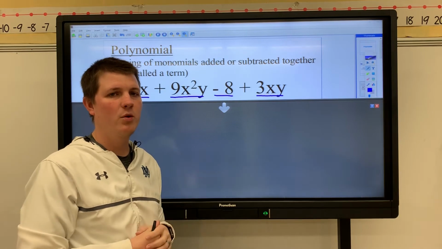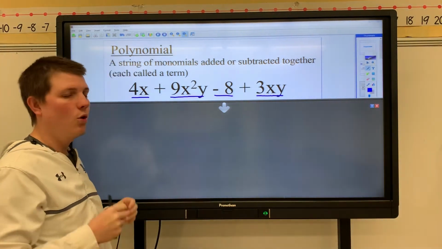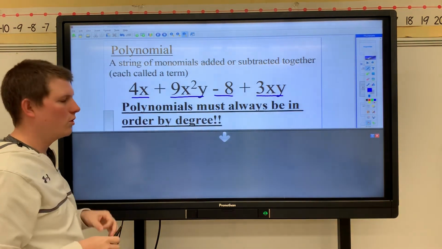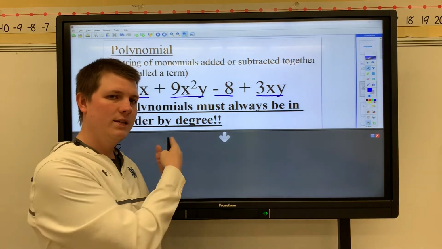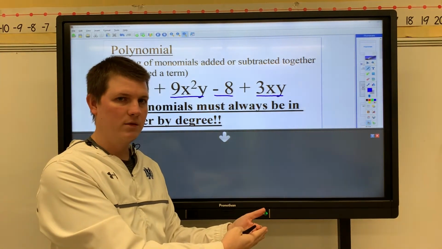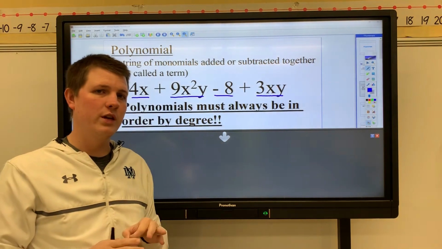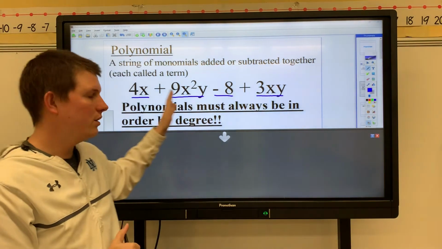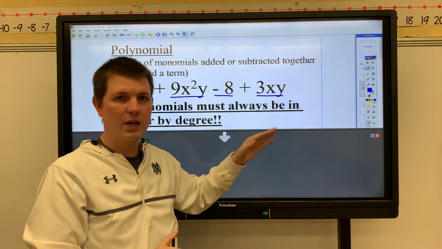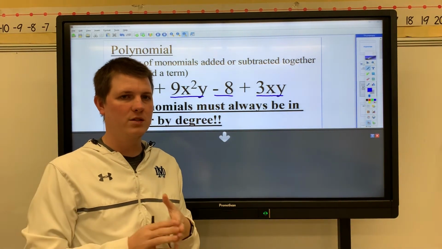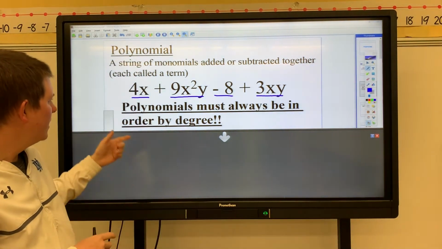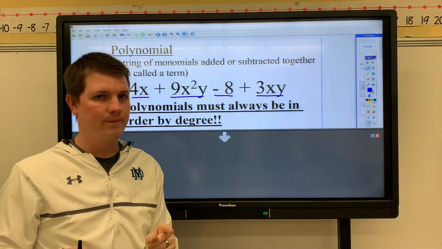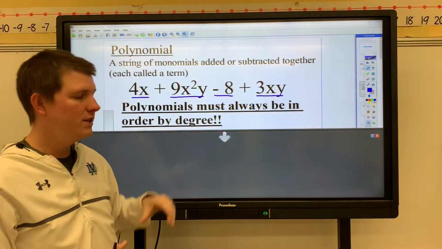Now something that's very important about polynomials is they must be in order by degree. Polynomials must always be in order by degree, from greatest on the left to smallest on the right. Greatest or largest degree should be on the left, smallest degree should be on the right. Just like we read a book from left to right, it should always go biggest to smallest. Okay, now as you can tell, in these notes I have this bolded, underlined, and 2 exclamation points, so it's very, very important. It's very important that your polynomials are always in order by degree.